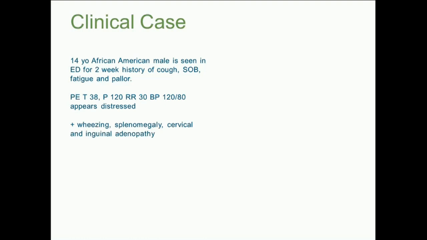I usually like to start with a clinical case for a grand round, so I'd like for our residents and our medical students to help me out with this. We have a 14-year-old African-American male coming into our ED with a 2-week history of cough, shortness of breath, fatigue, and pallor. You go in and do an exam, and you find that he has a temperature of 38, his pulse is 120, respiratory rate is 30, blood pressure is 120/80, and he appears distressed. On your exam, you find that he has wheezing, splenomegaly, and cervical and inguinal adenopathy.